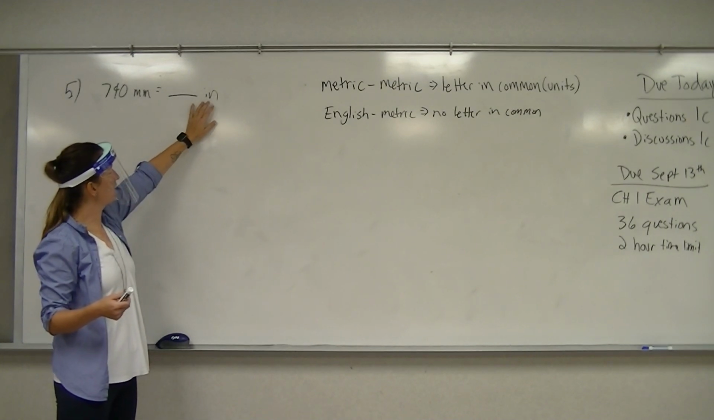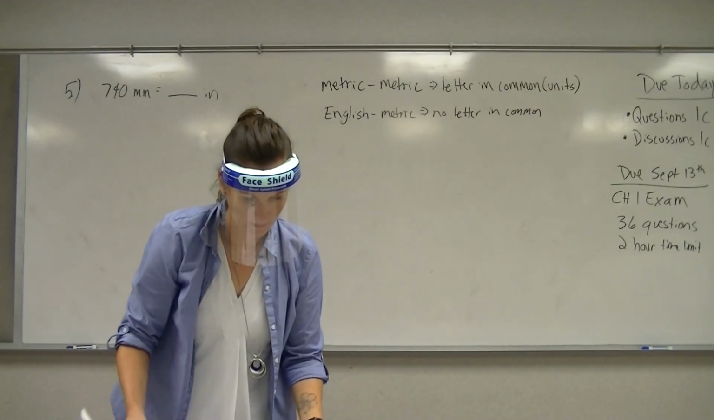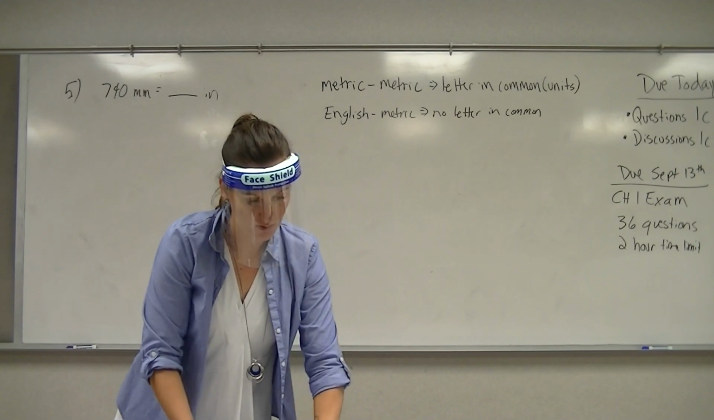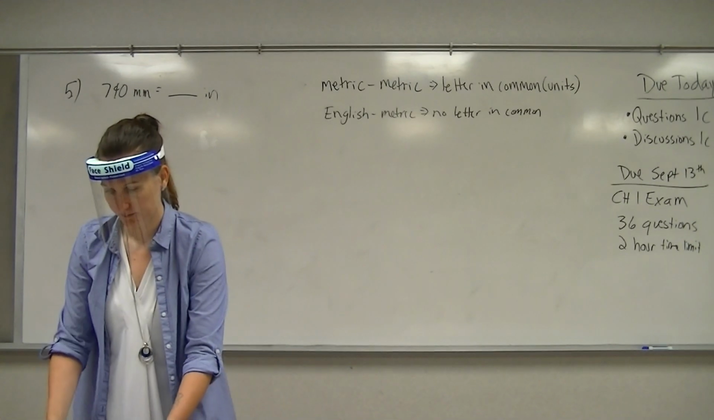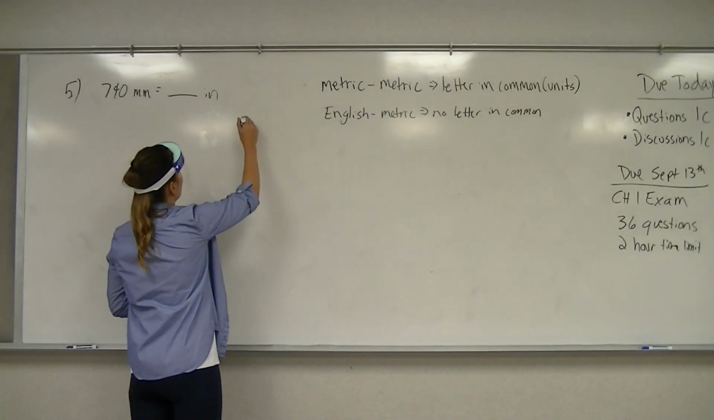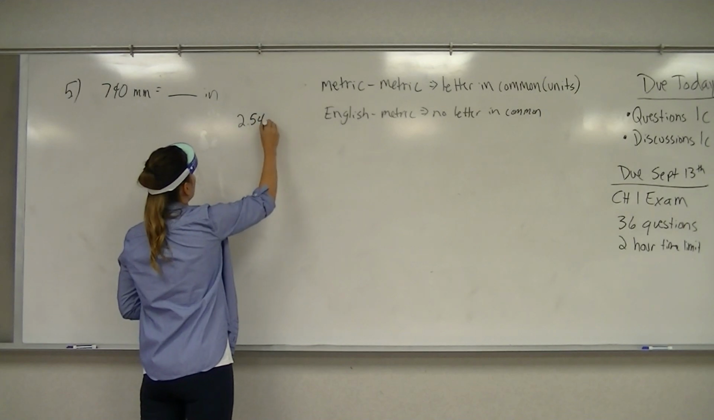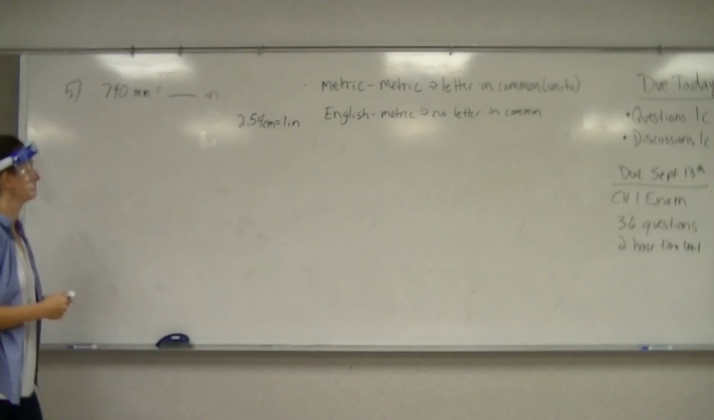So is there one that gets me from inches to somewhere in the metric area? Centimeters. So centimeters is going to be in the metric area. So it's 2.54 centimeters equal to 1 inch. That's what we're talking about, right?